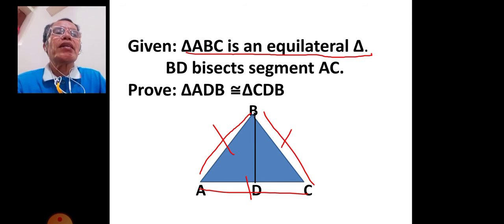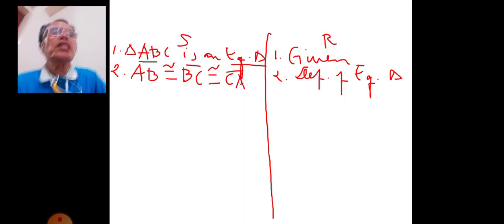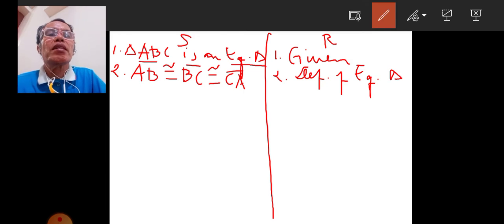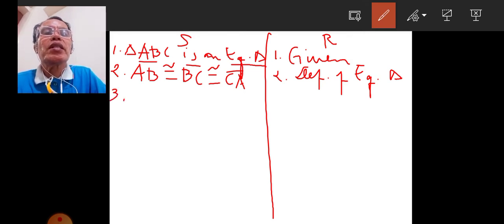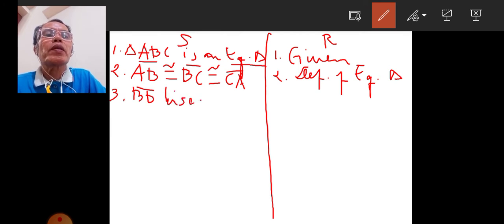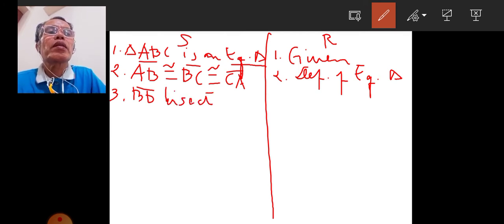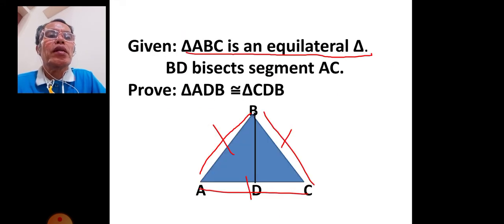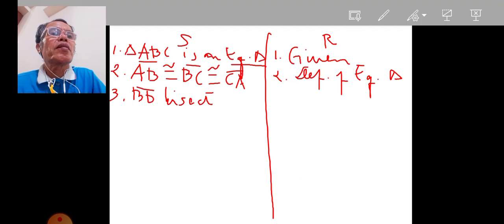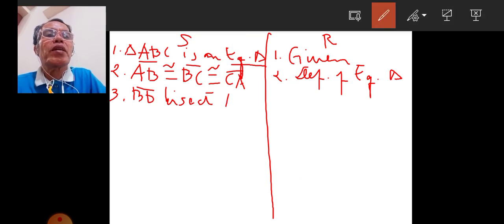Next, BD bisect AC. So that is segment BD bisect segment AC. Reason, given.